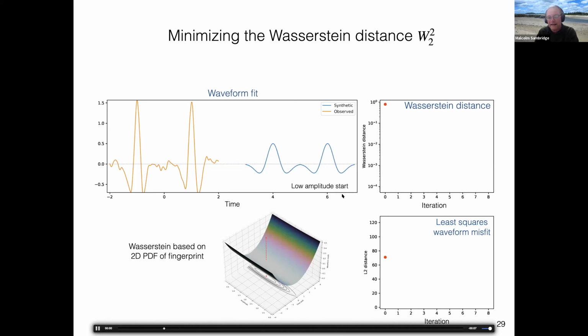What you would see is that, first of all, the blue waveform moves in time. I'm not telling it to do that. That's just where the biggest gradient is. It lines up with the orange curve. It then adjusts its frequency and amplitude together and fits it as well as possible within the noise. And what you'll see in the top right is the Wasserstein distance smoothly goes down and down and down.